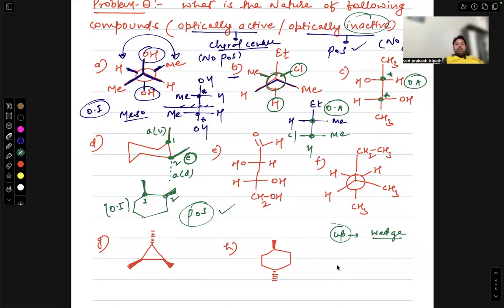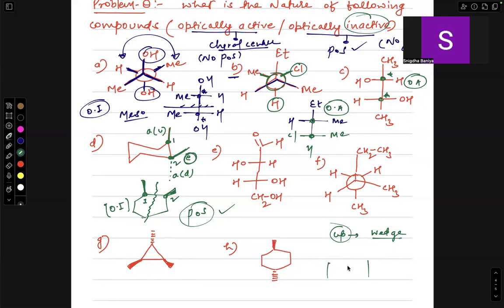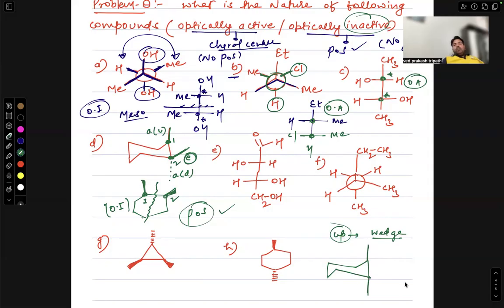What about this one? It would cut down in between 1 and 2, so yes, that's a plane of symmetry, right? Okay, just making sure. If we have this one, suppose. What about this? Optically active or inactive?